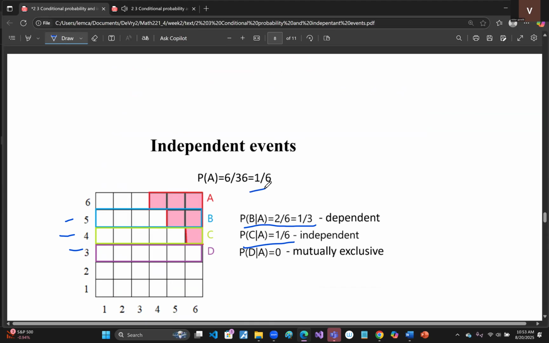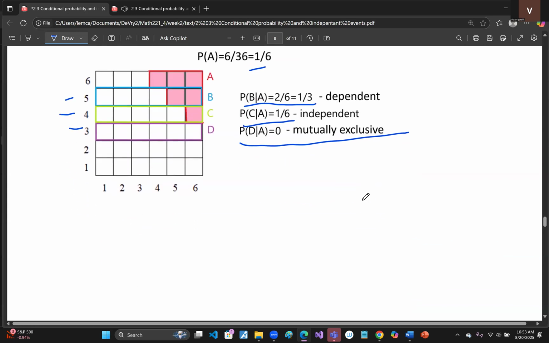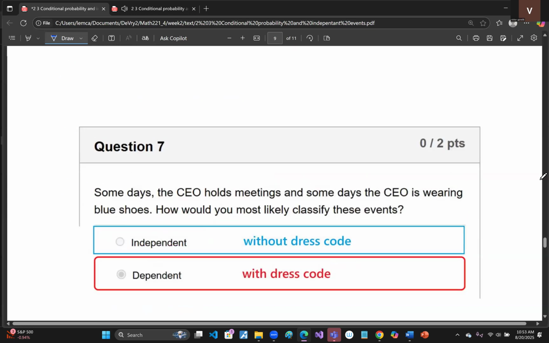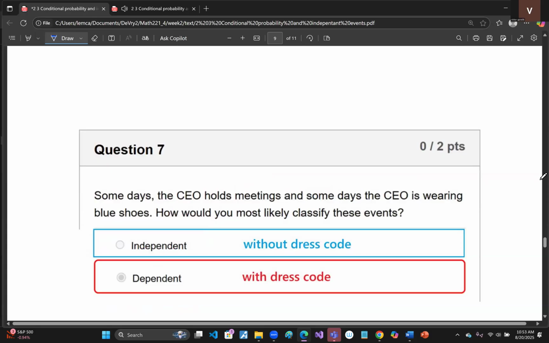In real life it is sometimes difficult to understand if events are dependent or independent. Consider the problem about a CEO. Some days the CEO holds meetings, and some days the CEO wears black shoes. How would you most likely classify these events? The answer in the textbook is independent. However, according to the dress code, the CEO likely wears black shoes to meetings, making the probability of wearing blue shoes on meeting days lower than on other days. This is the definition of dependent events.